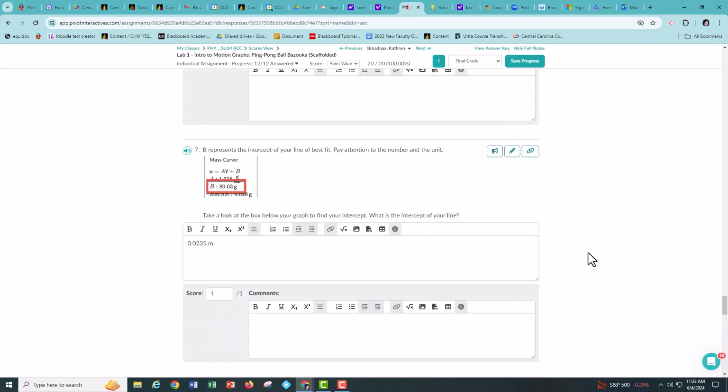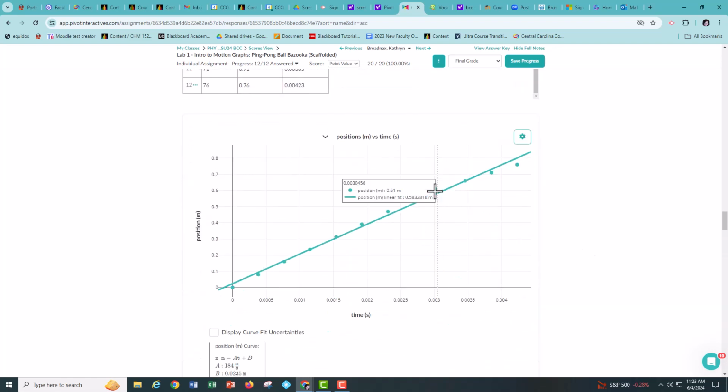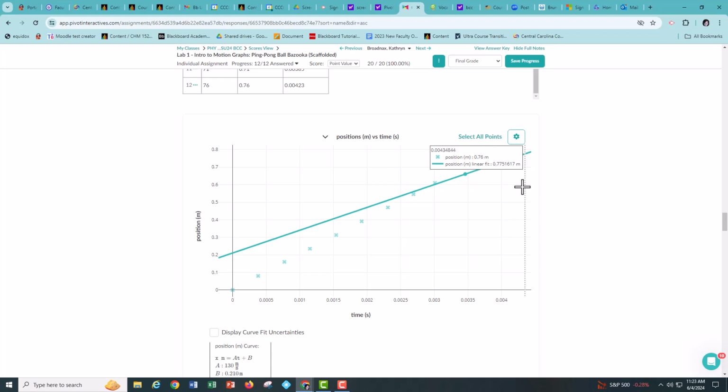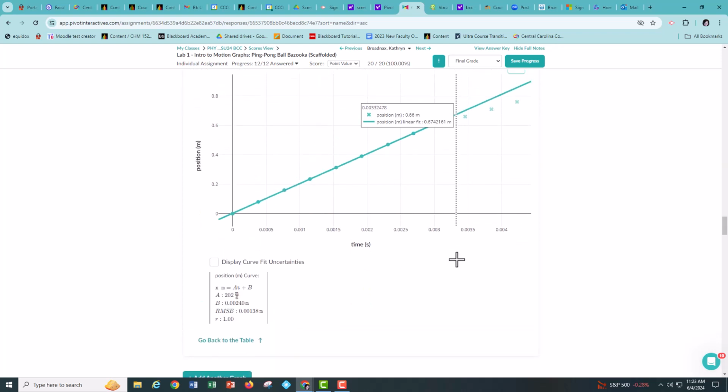And then, did the velocity change after the collision? Yes. When you look at your graph, you see the slope was not as much. After the collision, about right here, the slope is 130, versus the slope, which was close to 202 to begin with. So it was 202 to begin with and 130 afterwards.